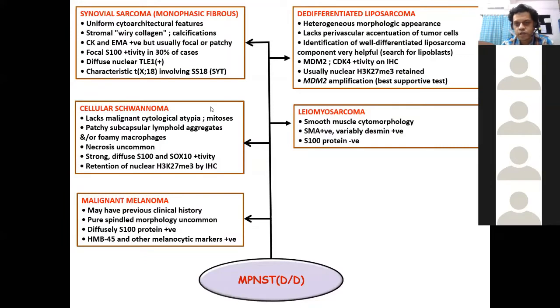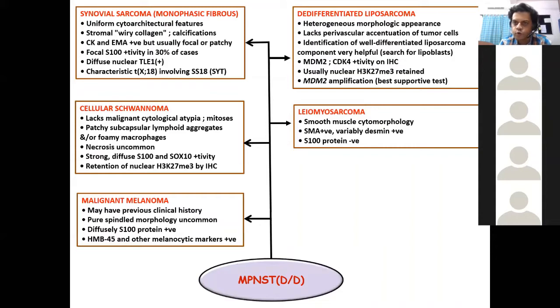So what are the differential diagnoses? As we see, it's a low-grade spindle cell proliferation. So any low-grade spindle cell sarcoma will come into a differential. The main one is your monophasic synovial sarcoma. So in the case of a monophasic synovial sarcoma, usually you will get hemangiopericytoma-like vessels. That's one thing. Plus you will often get calcifications also. Plus look for areas which are slightly more epithelioid, slight gland-forming areas.